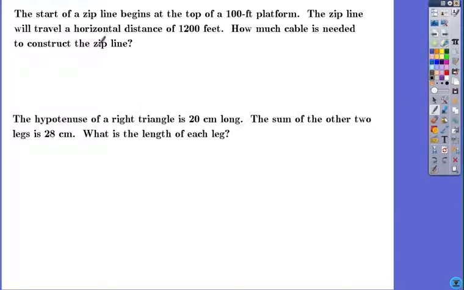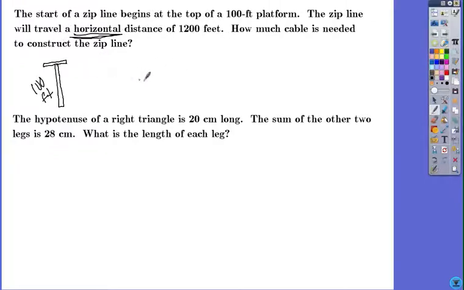Here we have another word problem where it's talking about a zip line. So the start of the zip line begins at the top of a 100-foot platform. The zip line will travel a horizontal distance, so that's important, of 1,200 feet. How much cable is needed to construct the zip line? So I'm going to start by drawing a picture. So here's my platform that the zip line starts from, and it's 100 feet tall. It tells me that the horizontal distance is 1,200 feet.